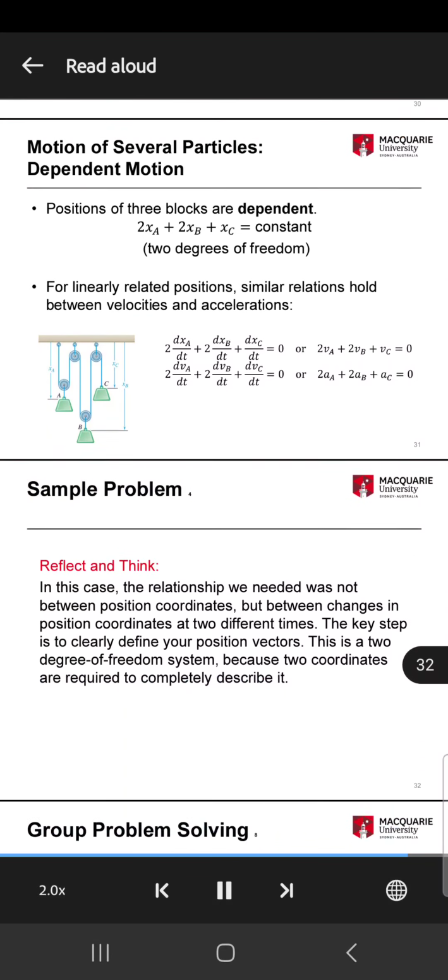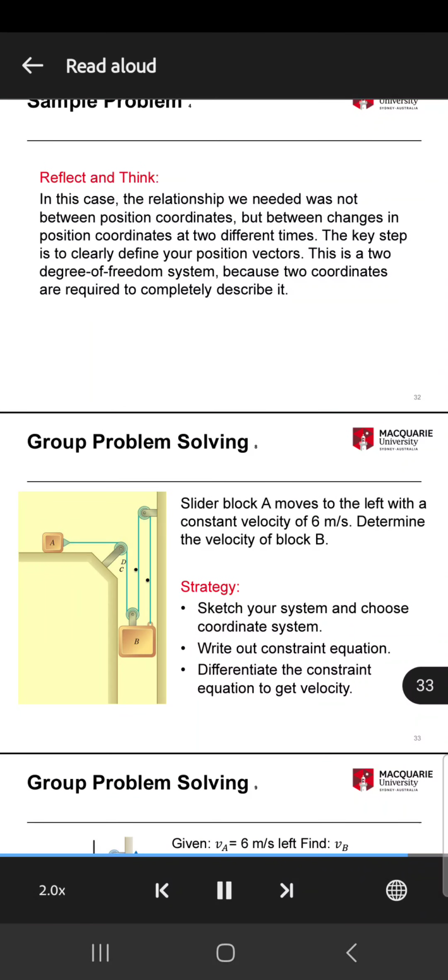Block A lies on a horizontal surface, while block B moves up and down. A rope from the right side of A passes over a stationary pulley, passes through a pulley attached to block B, up to a stationary pulley, and back down to get attached to B again. Strategy: sketch your system and choose a coordinate system. Write out the constraint equation. Differentiate the constraint equation to get velocity.